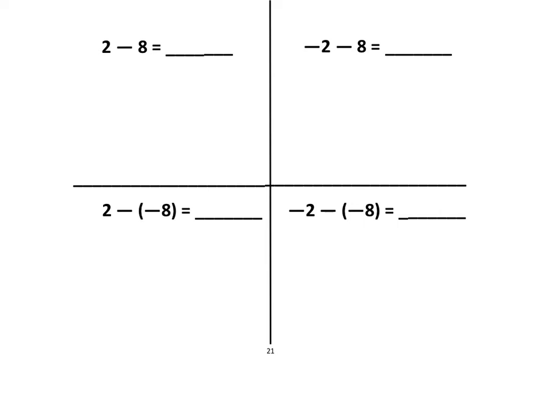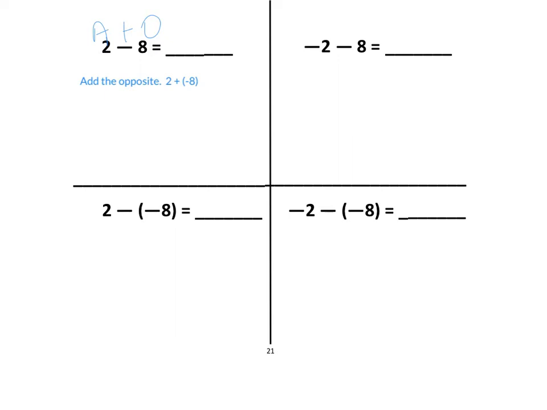2 minus positive 8. So the first thing we need to do is add the opposite. That turns into 2 plus negative 8, because we add the opposite. Leave the first number alone, change subtraction to addition. 8's positive, it becomes negative.